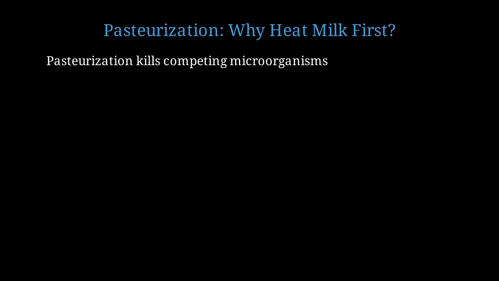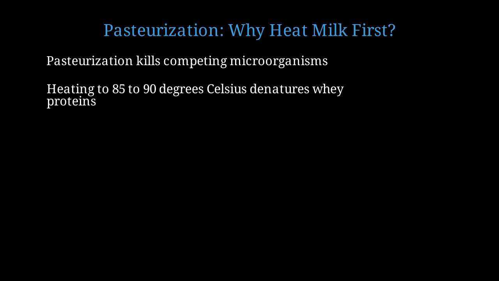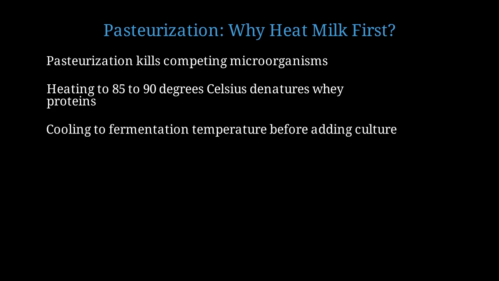An important preliminary step we haven't discussed: why do we pasteurize milk before fermentation? Pasteurization at 72 degrees Celsius for 15 seconds kills pathogenic bacteria and competing microbes that would interfere with controlled fermentation. For yogurt, milk is often heated to 85 to 90 degrees Celsius. This denatures whey proteins, particularly beta-lactoglobulin, causing them to interact with casein and create a firmer texture. After heating, milk must be cooled to 42 to 45 degrees Celsius before adding bacterial culture. Adding culture to hot milk would kill the bacteria.